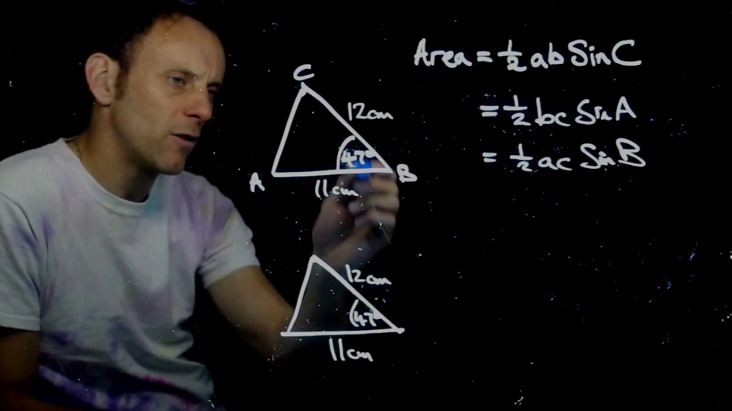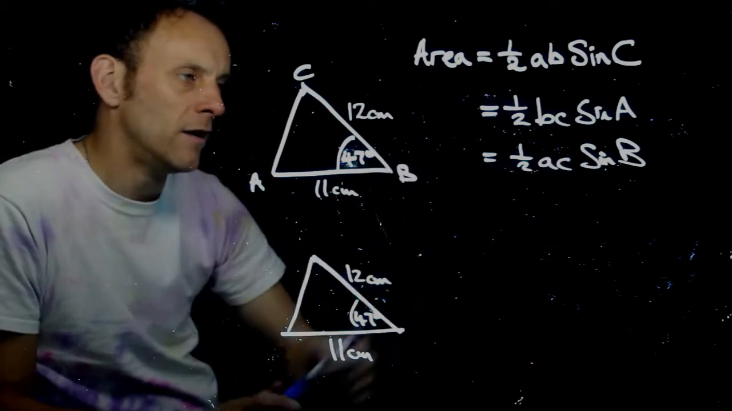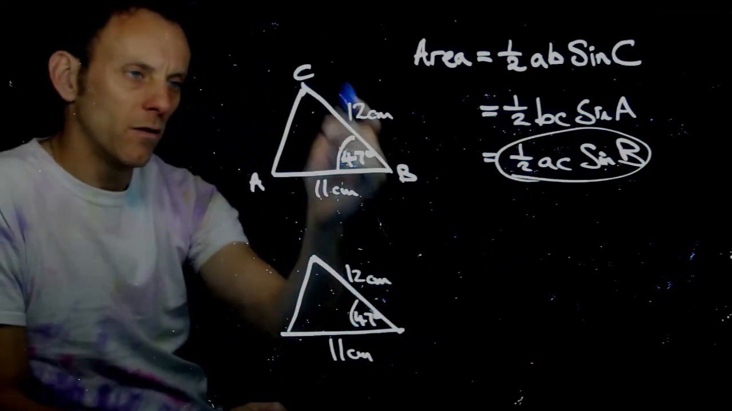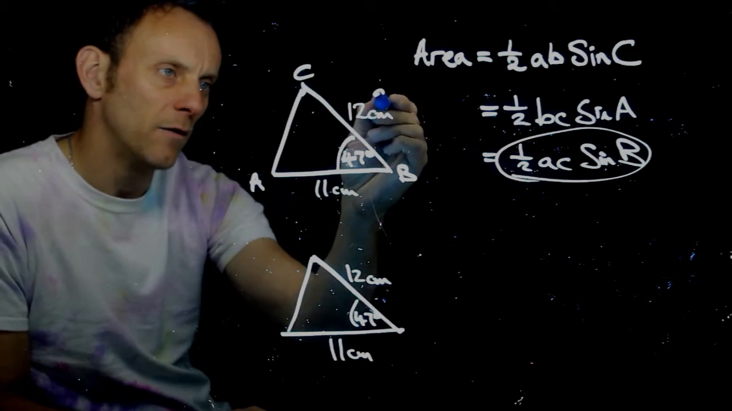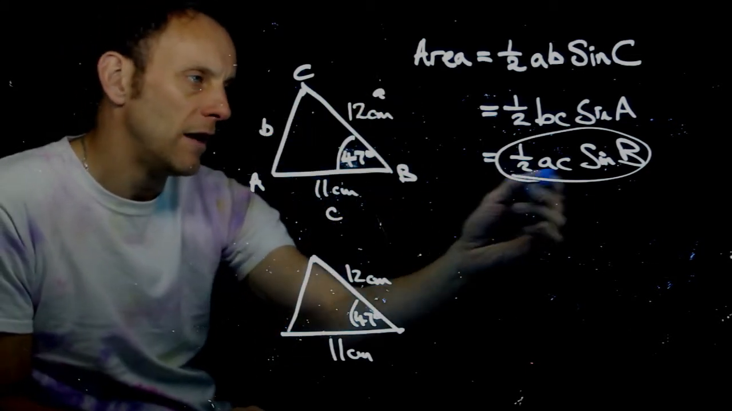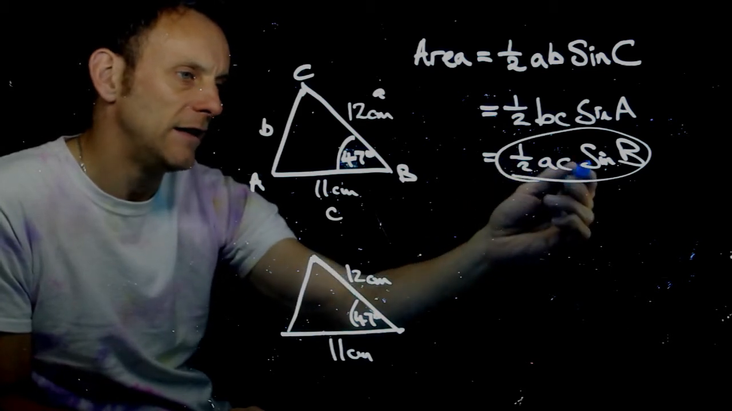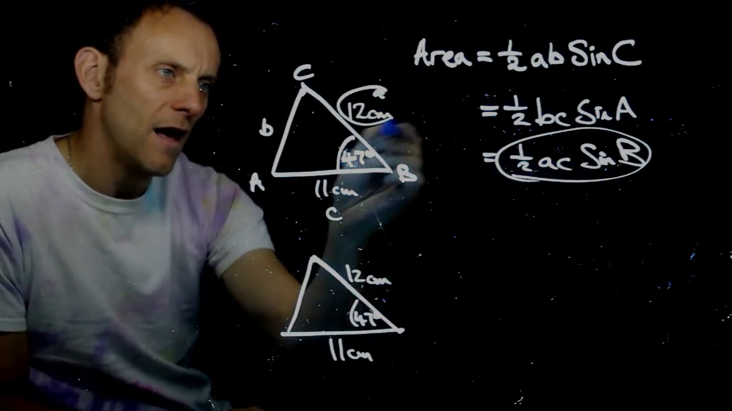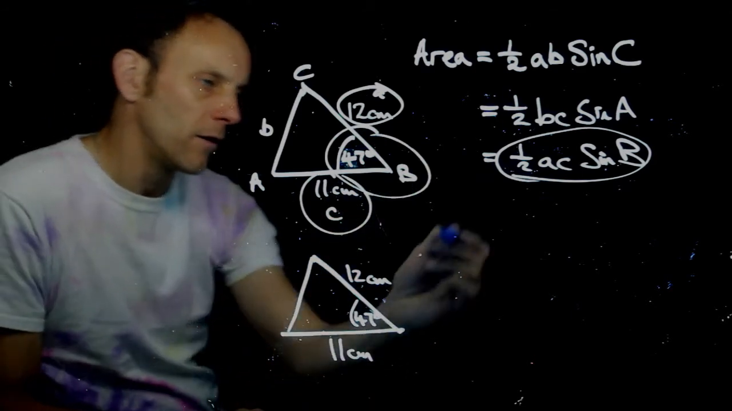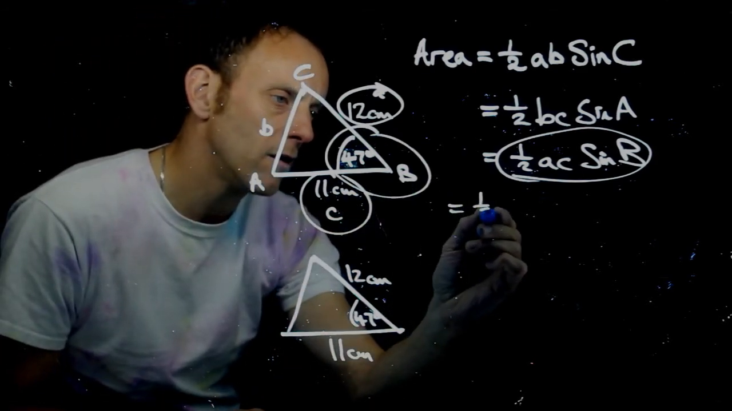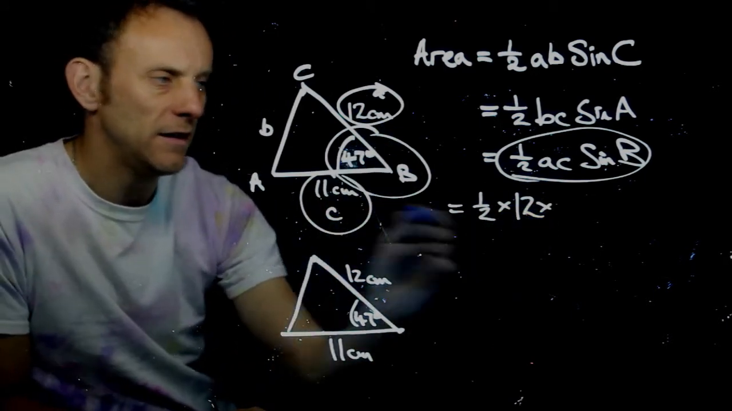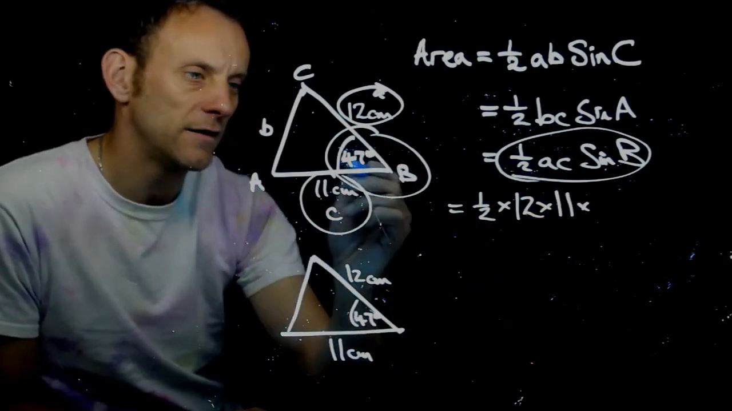So let's just check. We now know angle B. So this is the one we would use this time. If we're going to work on this triangle here, remember we need to label that A, label that C, label that B. In my formula I've got half AC sine B. There's A, there's C, and there's the angle B. So I can plug that into my calculator: 1/2 multiplied by A, that's 12, C, that's 11, and sine 47.